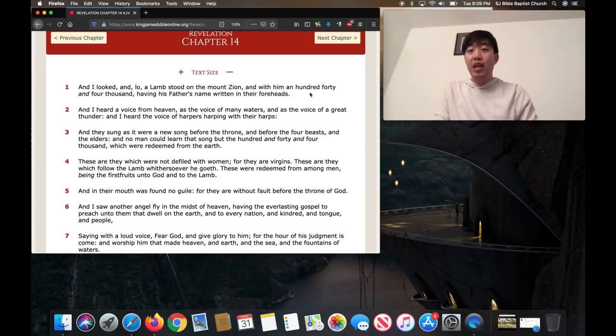Now remember, the Antichrist, Satan, always wants to imitate God. So then he'll have them have the name written on their foreheads. But then God says, no, I want my name written on your forehead. So it can be very possible when you look at this, having his Father's name written in their foreheads, that Satan's going to try to imitate where his name, in some sense, would be written on their foreheads, just like God the Father would. So it may be very possible.